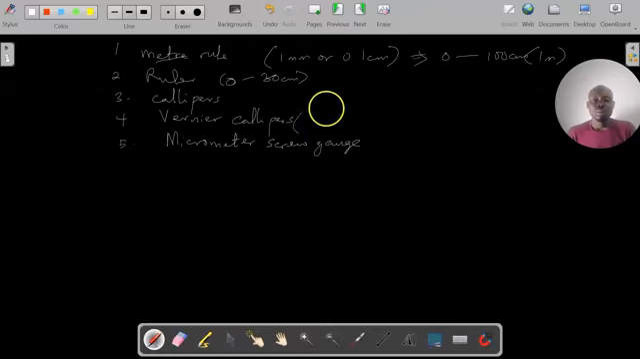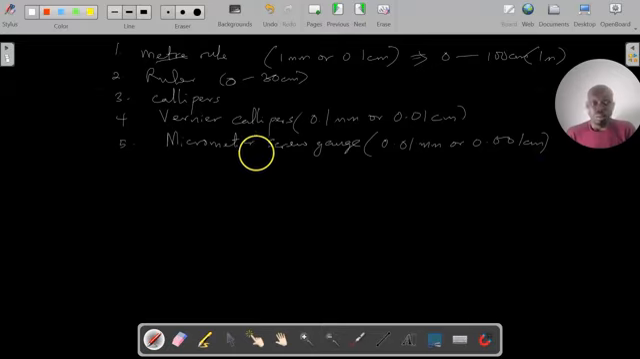Vernier calipers also have their own accuracy. It has a better accuracy compared to the meter rule, and that's why it can measure smaller objects. Its accuracy is 0.1 millimeter or 0.01 centimeter. Then the micrometer screw gauge can also measure very small objects, so it has better accuracy than vernier calipers. You can talk about its accuracy as 0.01 millimeter or 0.001 centimeter.